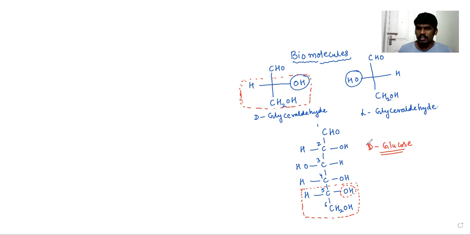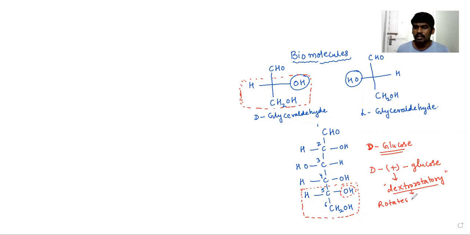This configuration D stands for relative configuration, which is given with respect to glyceraldehyde. So if I write it, it is D plus glucose. This plus indicates the optical rotation of glucose, that is dextrorotatory. It rotates the plane polarized light, PPL, to the right side.